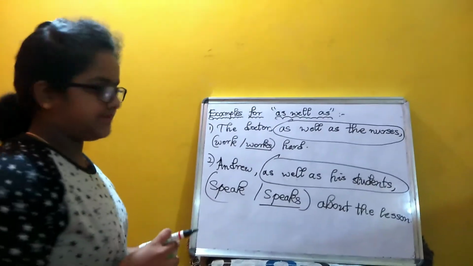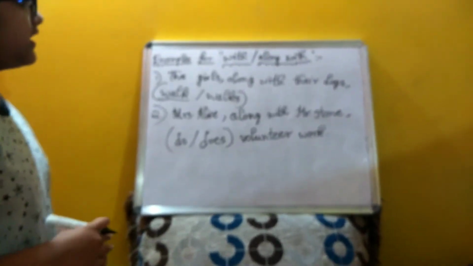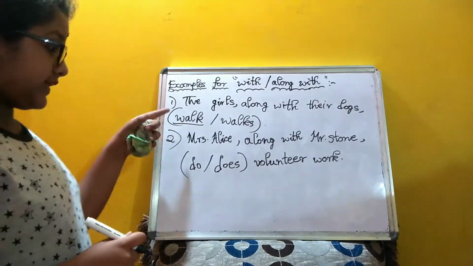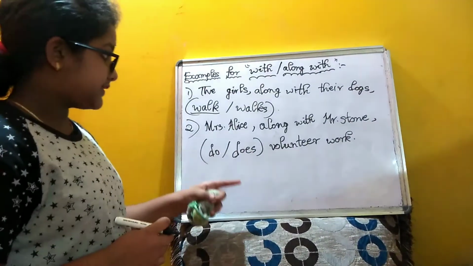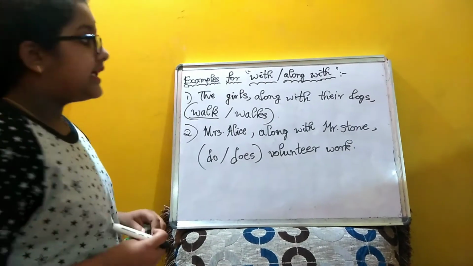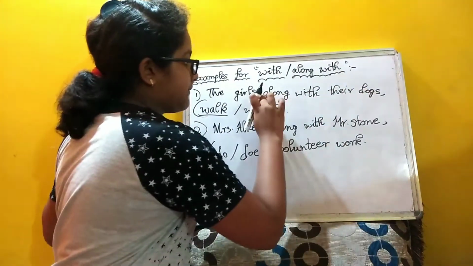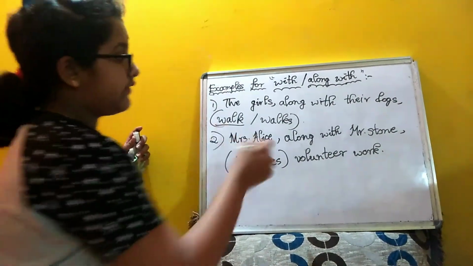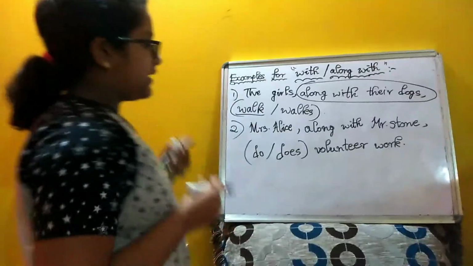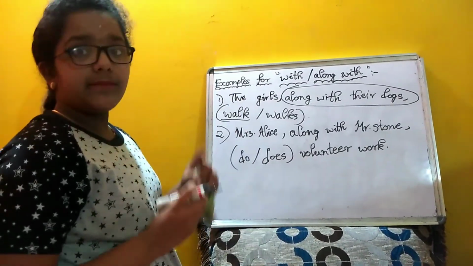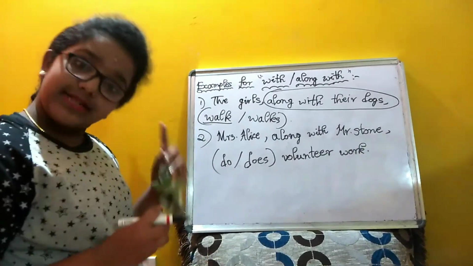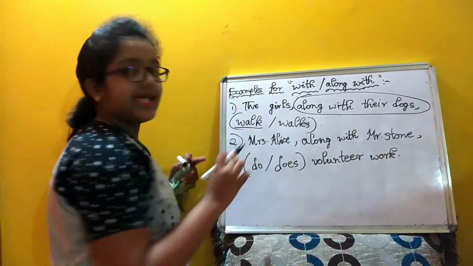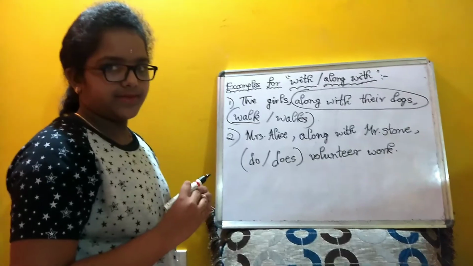Let's check out for with. Here are examples for with or along with. The girls along with their dogs dash walk or walks. Here along with their dogs is between two commas and starts with along with. Therefore, we have to keep this phrase aside. Now, the girls are third person but in plural format. Therefore, we can't add s to the verb. Walk is the answer.